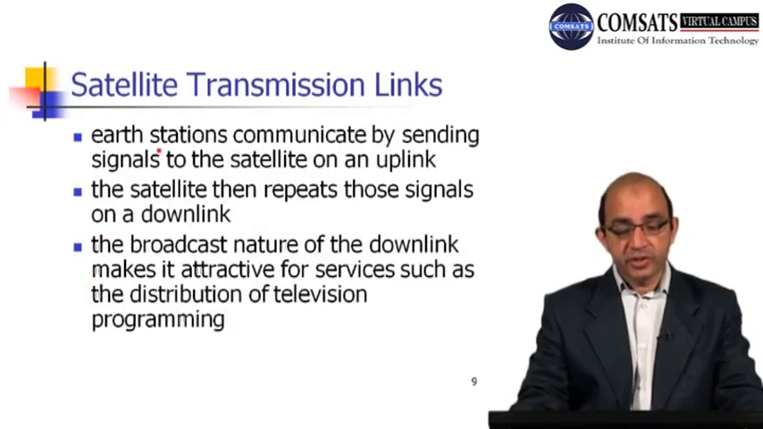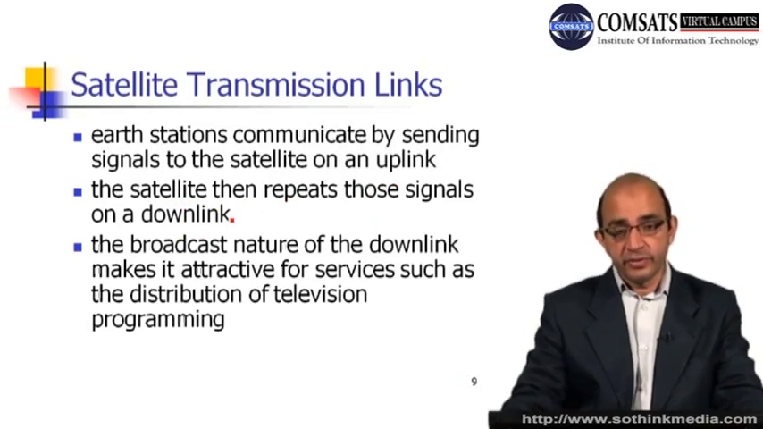So Earth stations, in the case of satellite microwave, communicate by sending signals to this satellite. So we need two different frequencies, one for uplink and the other for the downlink, right? To the satellite is an uplink. The satellite then repeats those signals, that is the downlink, and for a downlink we should specify a frequency.